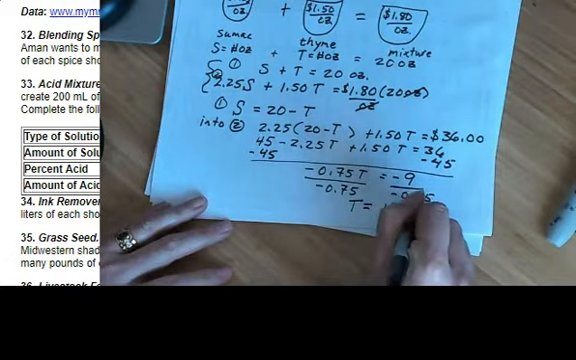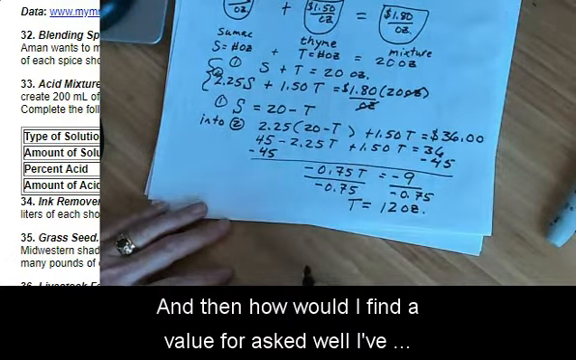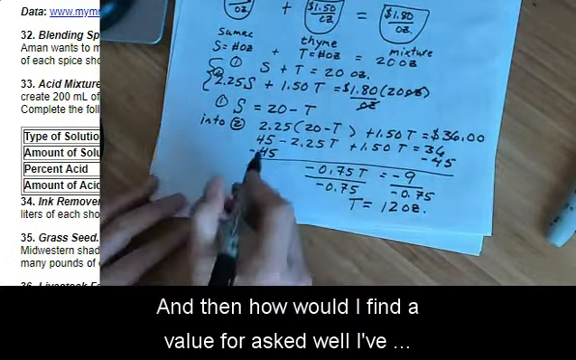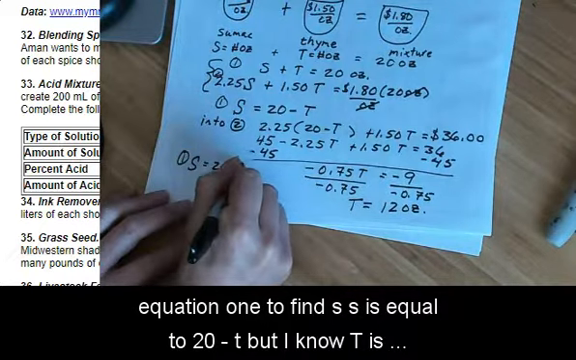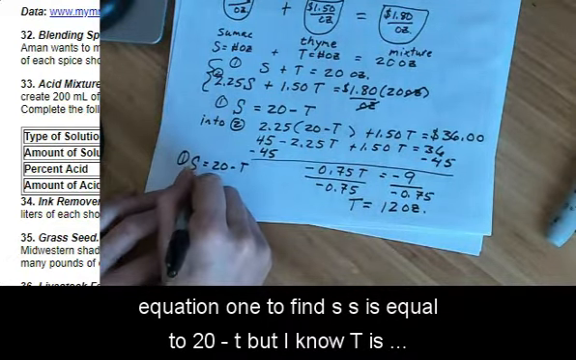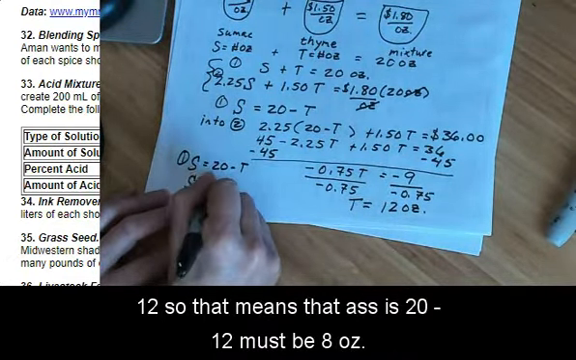And then how would I find the value for S? Well, I've already solved for S up here when I was looking at equation 1. So I use equation 1 to find S. S is equal to 20 minus T, but I know T is 12. So that means that S is 20 minus 12. So it must be 8 ounces.